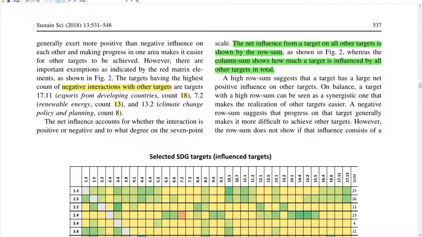And the net influence from a target on all other targets is shown by the row sum right here. This is the row sum, 25 for instance, is the influence that target 1.3 is exerting on all of these targets. So you might have a plus, perhaps this is a plus 3 right here. This might be a plus 1 and this is a plus 2. This yellow one is a 0. So the net influence is the total right here.